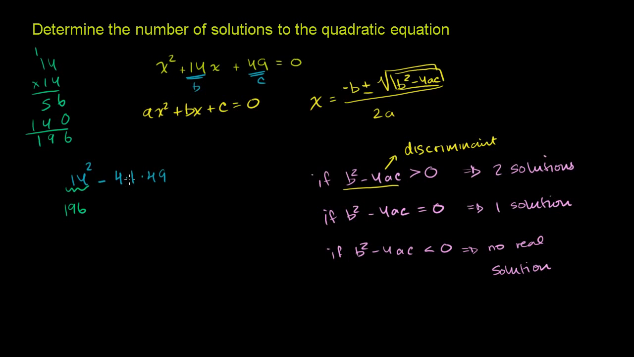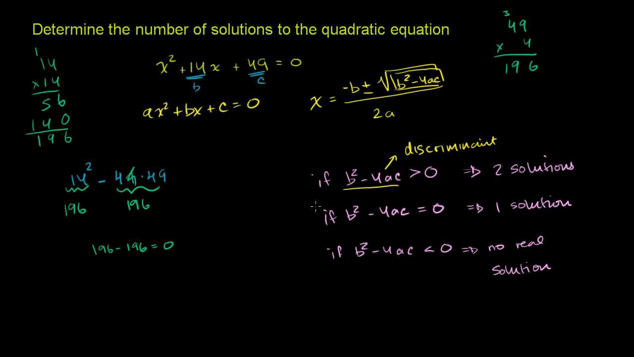And well, we can ignore the 1. What's 4 times 49? So 49 times 4. 4 times 9 is 36. 4 times 4 is 16. Plus 3 is 19. So you get 196. So this right here is 196. So b squared minus 4ac is 196 minus 196. So 196 minus 196 is equal to 0.